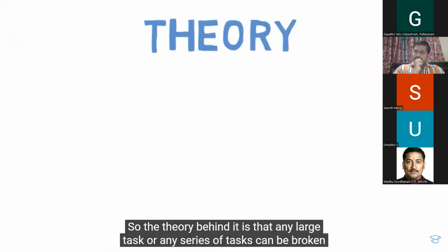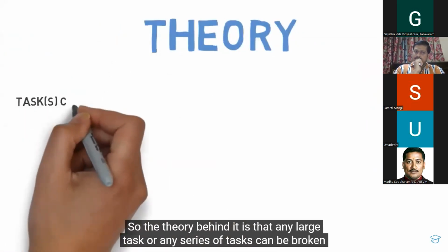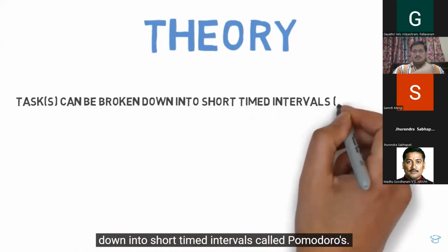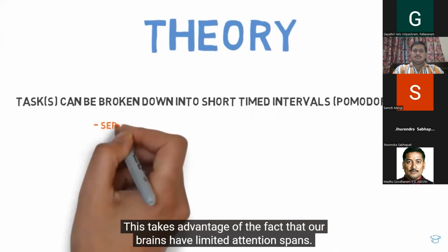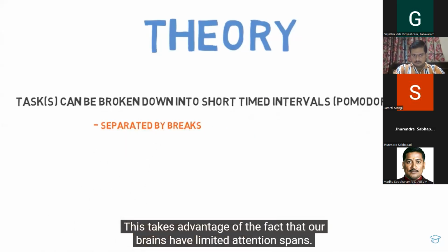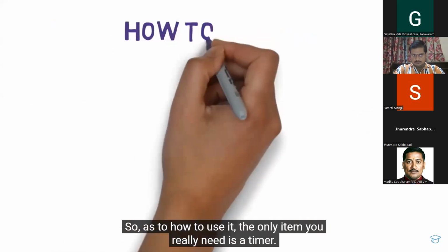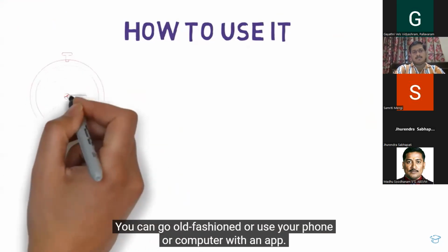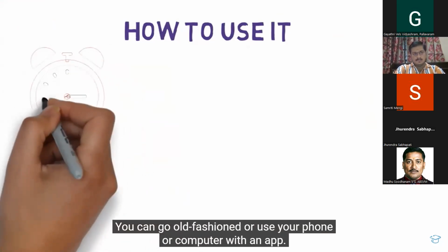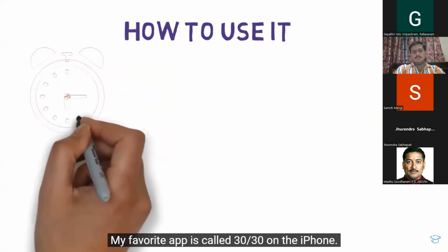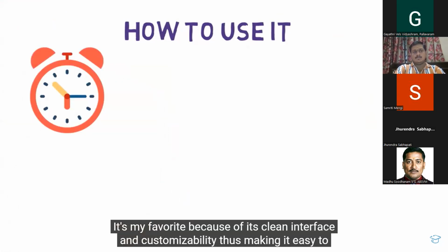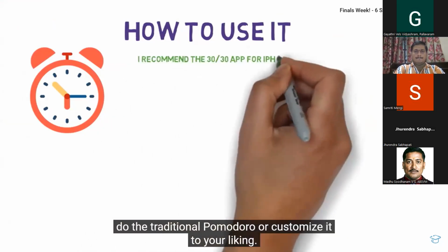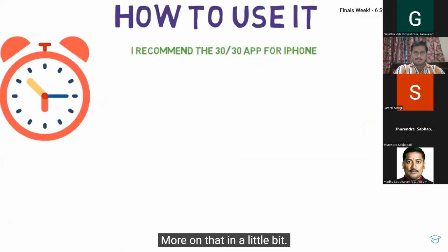So the theory behind it is that any large task or any series of tasks can be broken down into short timed intervals called pomodoros. Each is separated by a short break. This takes advantage of the fact that our brains have limited attention spans. So as to how to use it, the only item you really need is a timer. You can go old-fashioned or use your phone or computer with an app. My favorite app is called 3030 on the iPhone. It's my favorite because of its clean interface and customizability, making it easy to do the traditional Pomodoro or customize it to your liking. More on that in a little bit.